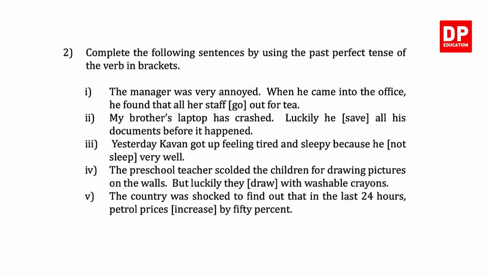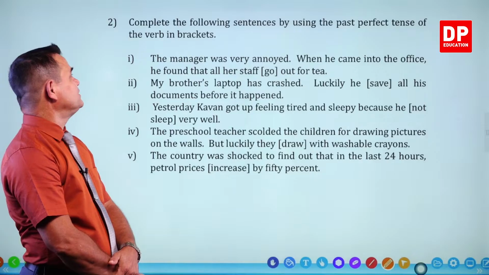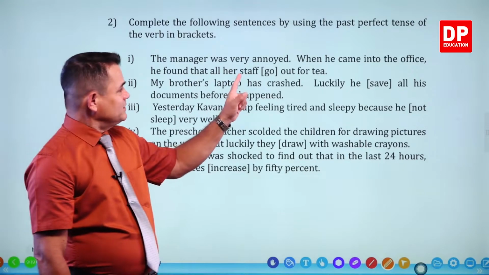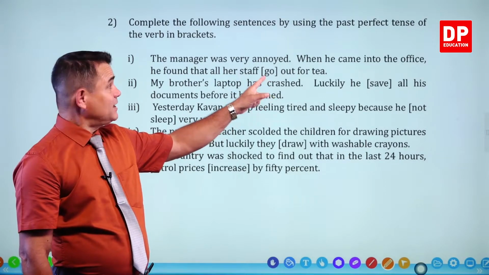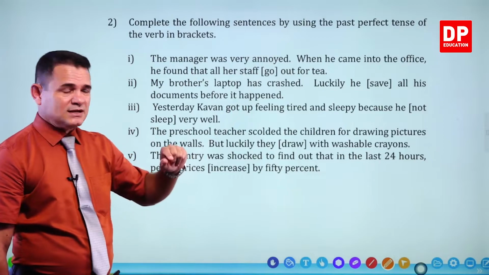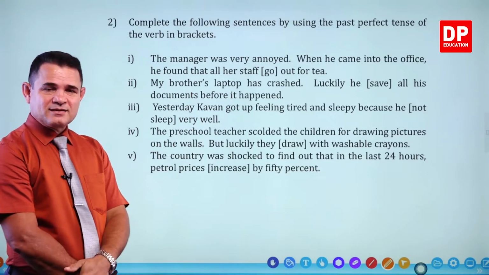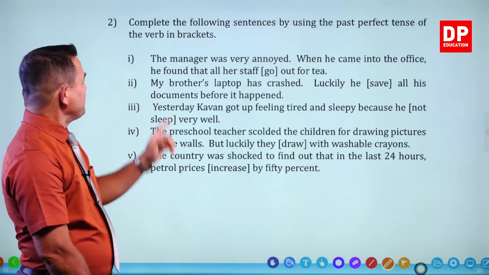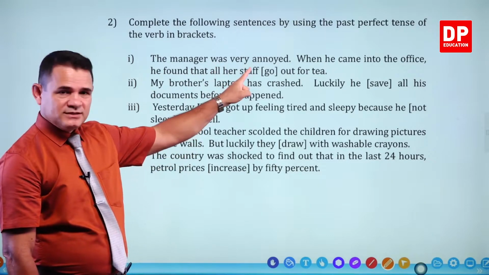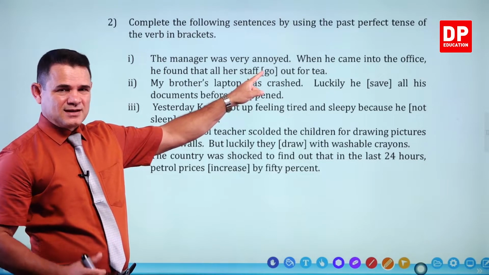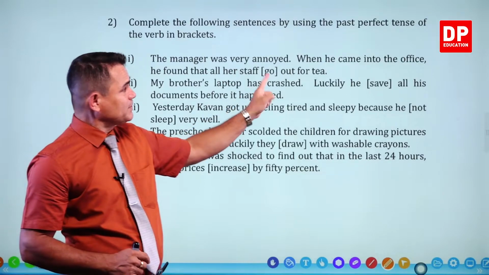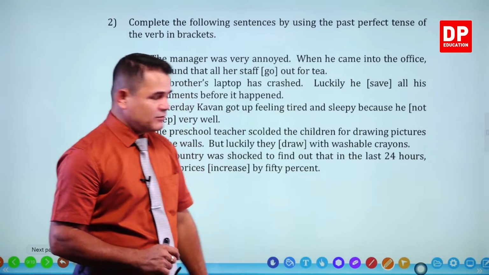And now, complete the following sentences by using the past perfect tense of the verb in brackets. So, there is a verb given in brackets. Use past perfect to complete these. The manager was very annoyed, means angry. The manager was very annoyed when he came into the office.